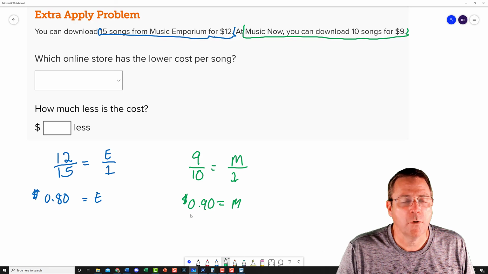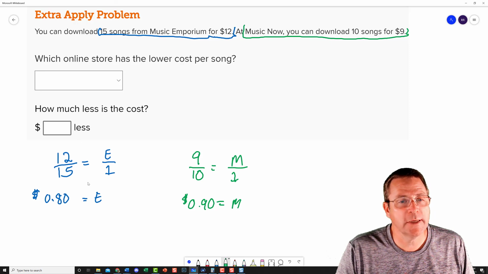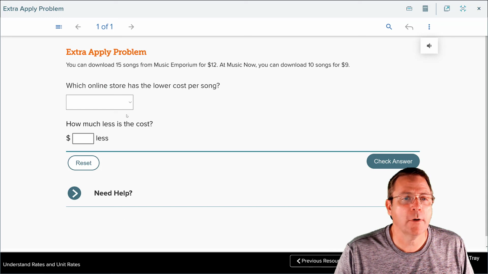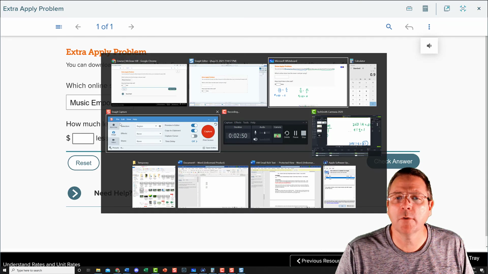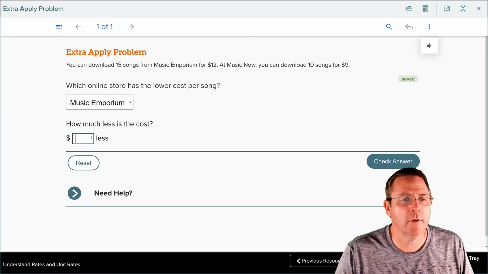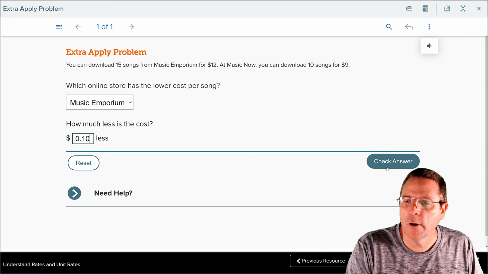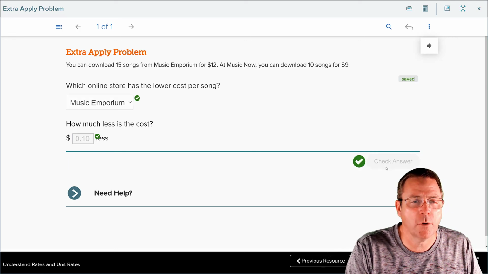So the answer, who has the lowest cost? The Emporium has the lowest cost, and how much less is it? 10 cents less. So let's go back and plug in our answers. Music Emporium is less. And how much is it? 0.10. Check our answer, and both of them are correct.